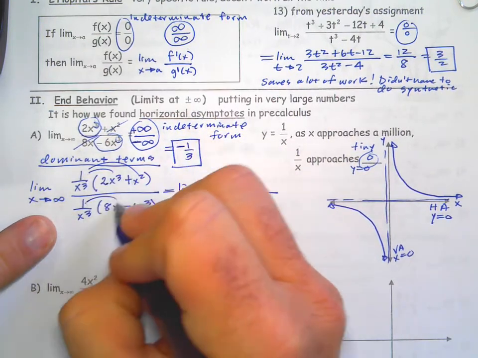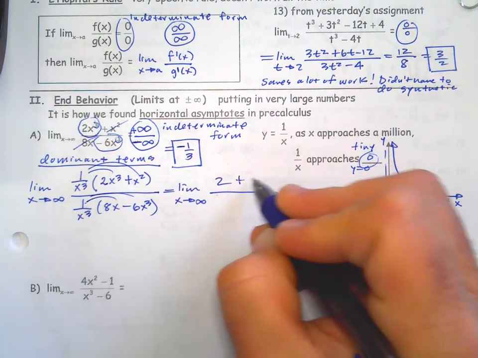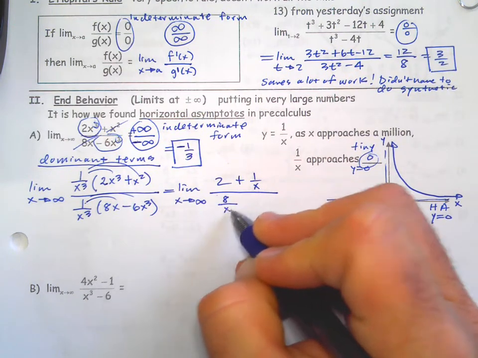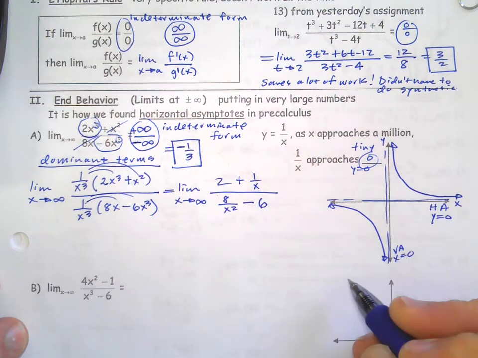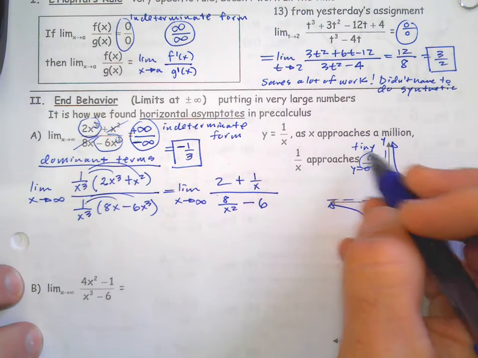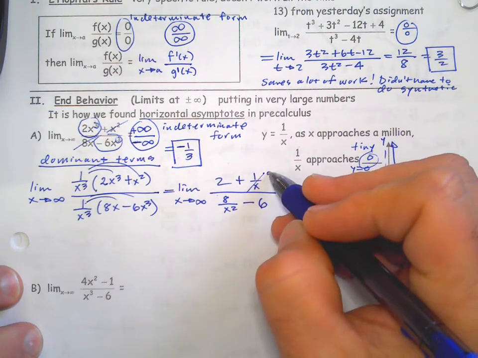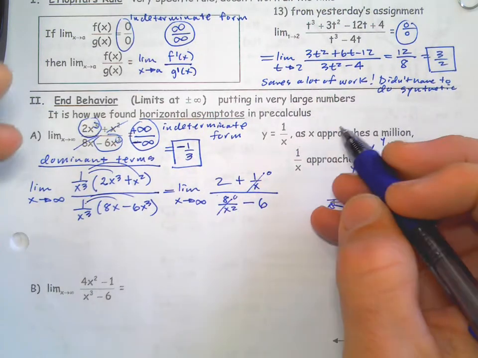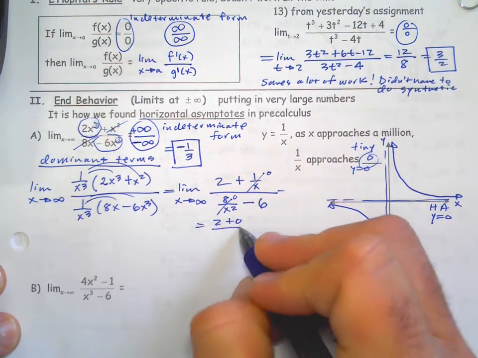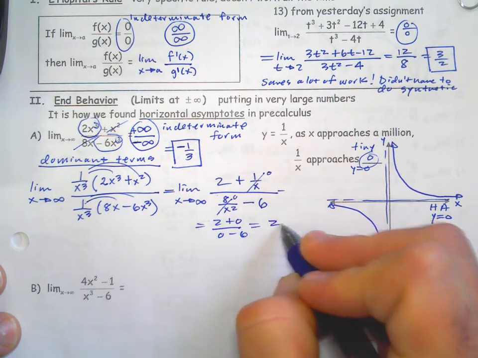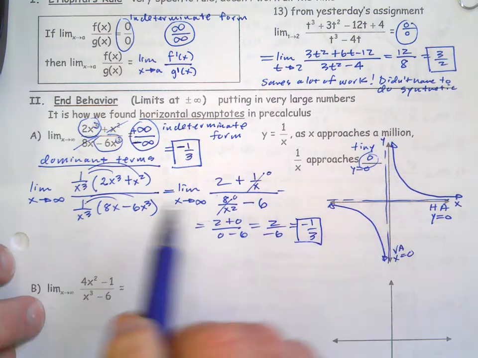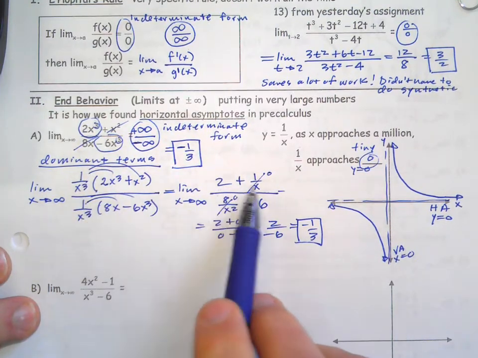Now, when you do this, you're going to get 2 plus 1 over x, and then x over x squared minus 6. Now, as x goes to infinity, we were just talking about this. Doesn't this term get tiny? Doesn't this term get tiny? And essentially it's 2 plus 0 over 0 minus 6. So it's 2 over negative 6. So it's negative 1/3.